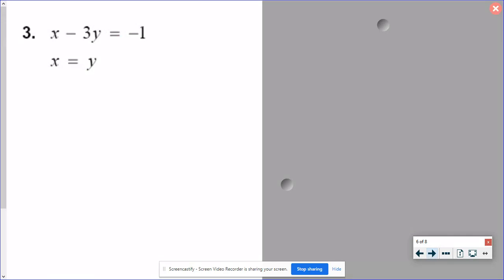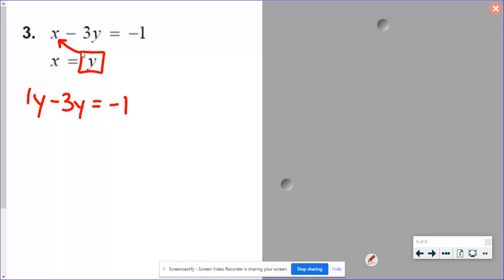Number 3 is actually a really nice, easy problem that tends to confuse students because they try to think about this too much. They try to second guess themselves. For the second equation, it says that x equals y. It means that x and y are exactly the same thing. So instead of the x, I could just put a y right there. So that equation would then be y minus 3y equals -1.